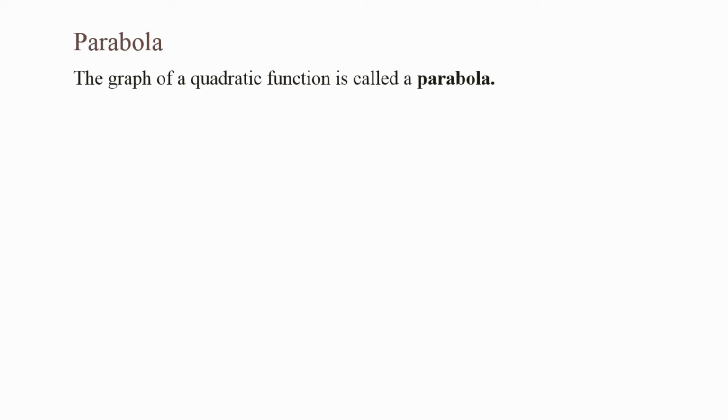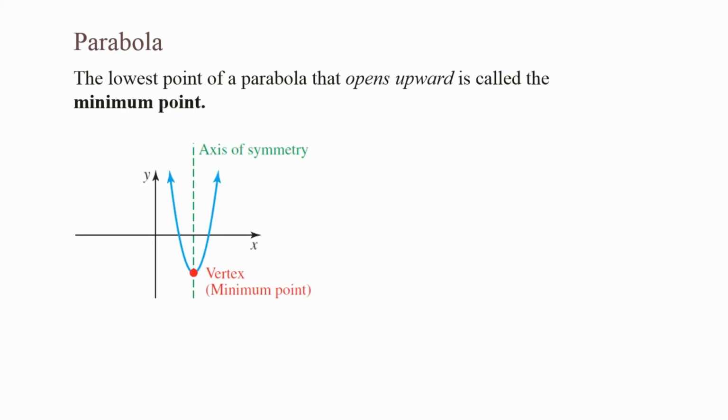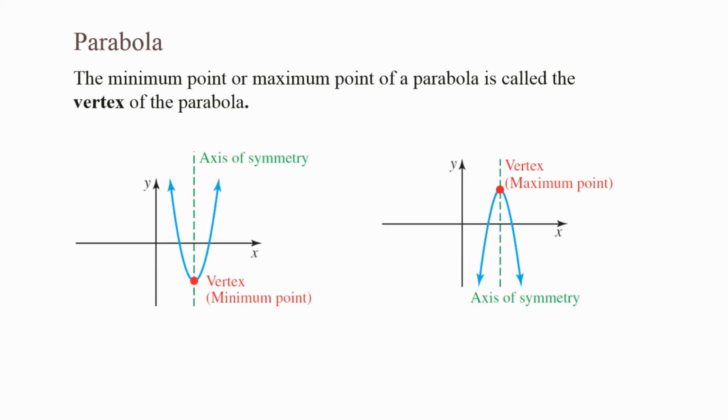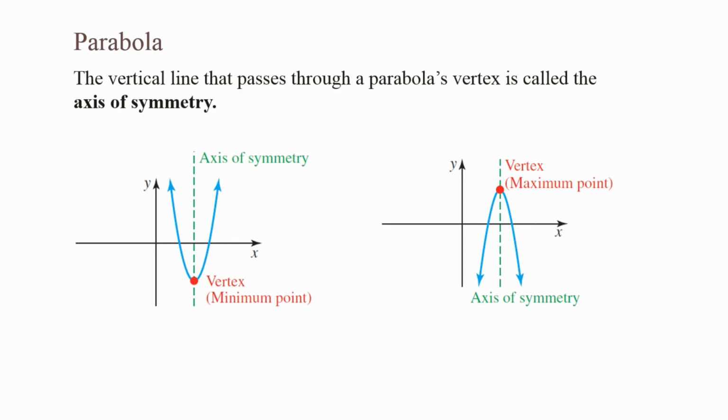The graph of a quadratic function is called a parabola. The lowest point of a parabola that opens upward is called the minimum point. The highest point of a parabola that opens downward is called the maximum point. The minimum point or the maximum point of a parabola is called the vertex of the parabola. The vertical line that passes through the parabola's vertex is called the axis of symmetry.